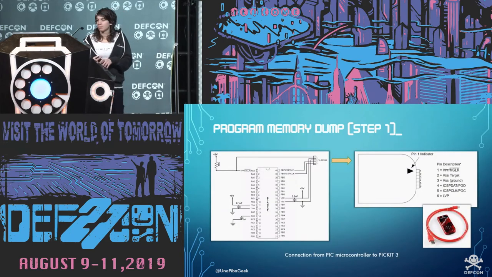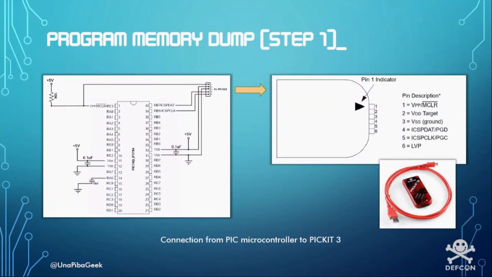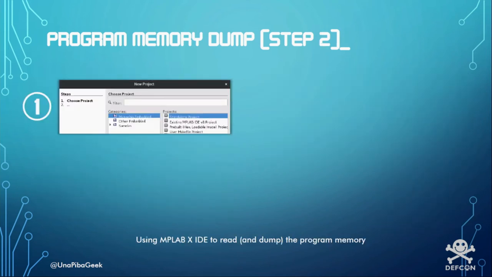To make a memory dump, the first step is connecting the target microcontroller to the PICkit. There are other tools for doing this process, but I prefer to use the official tool because it works very well and it's cheap. It costs around $40. So this is an example of connection. We have to match the pins of the target device, the target microcontroller, with the pins of the PICkit connector. For example, the PGC pin of the microcontroller must be connected to the PGC pin of the PICkit, and so on with the other pins. It's very easy. Then we connect the PICkit to our computer, and we can use the MPLAB IDE to read the firmware.